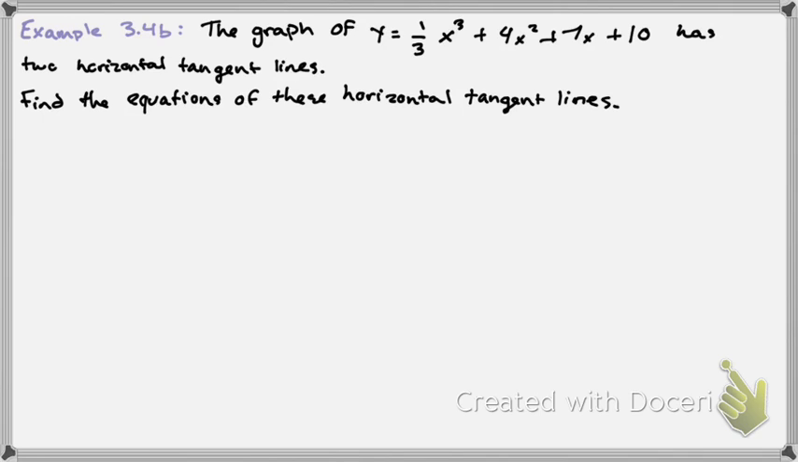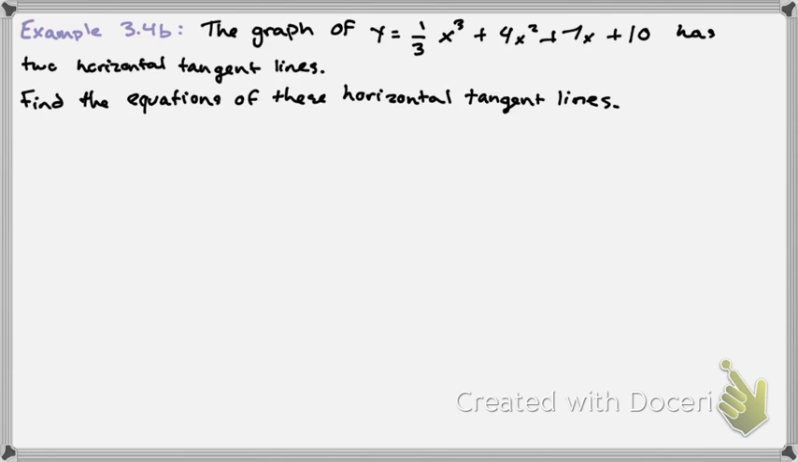So the last thing that they might ask you, which they have an example of, which I stole from the resource guide, is they're going to ask you to find the horizontal tangent lines. So in this question, the graph of y equals 1/3 x to the third plus 4x squared plus 7x plus 10 has two horizontal tangent lines. Find the equation of these horizontal tangent lines.